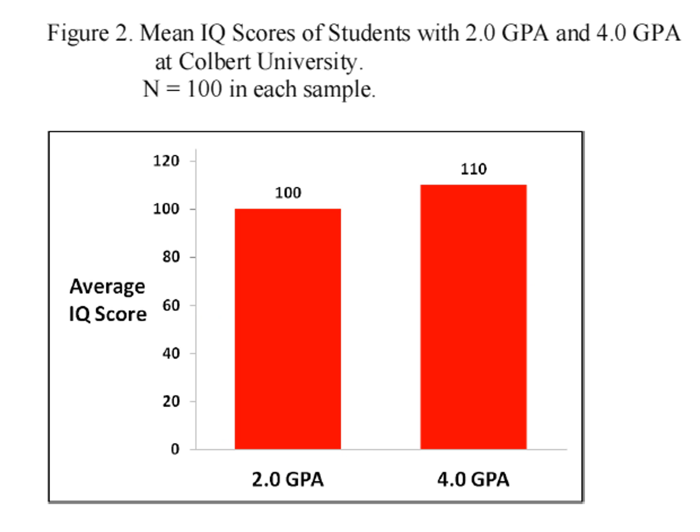We also talked about this example where we are doing a two-group study that compares students with a 2.0 GPA and students with a 4.0 GPA. The mean IQ in the sample of 2.0 students is 100, and the mean IQ in the sample of 4.0 students is 110.